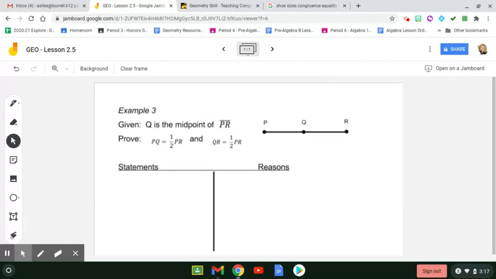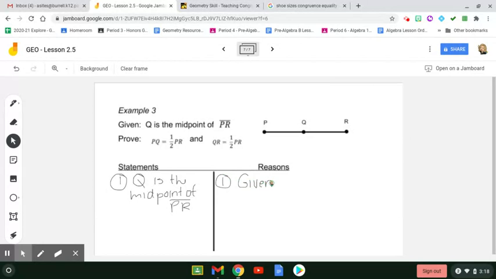So let's go through our process like we normally do, and let's mark up our drawing, and let's also write down our givens. Okay, so our given is that Q is the midpoint of PR. And the reason is it's given.